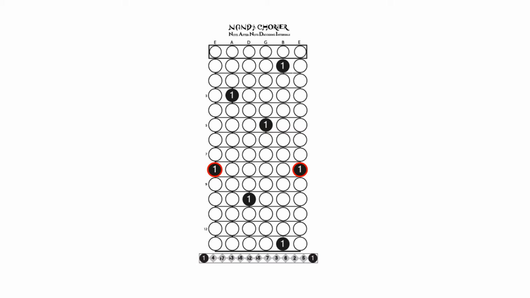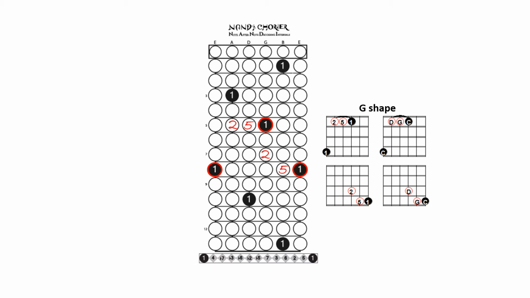Watch while we plot the intervals in the G shape. In the same way that 1 to 5 is a perfect fifth, 5 to 2 is also a perfect fifth.